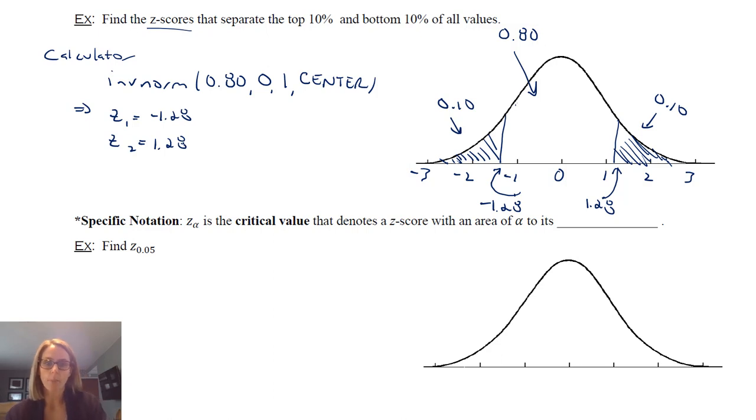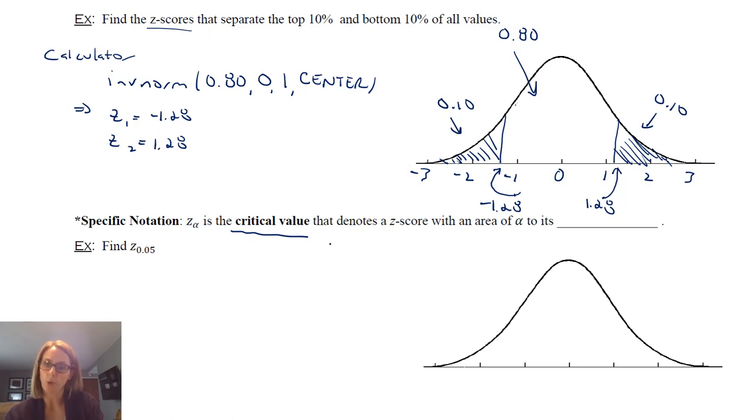And the last thing that I'll mention is when you talk about z alpha, it's called a critical value. We're going to use it more in chapter 7 and beyond, but I'm just going to bring it up now. Z sub alpha, that's a little Greek letter alpha. It's called a critical value.